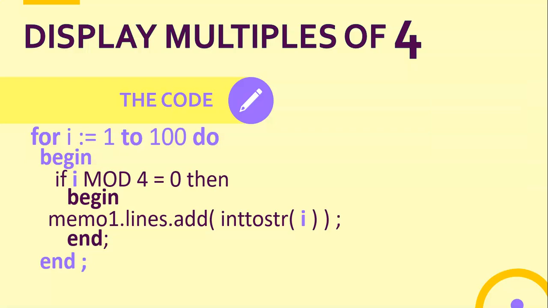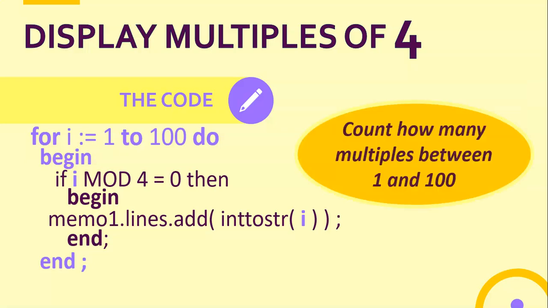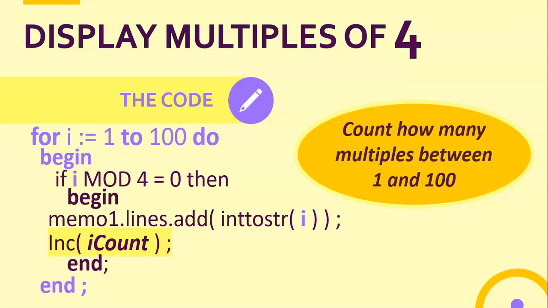Now, what happens if we want to count how many numbers are multiples of 4 between 1 and 100? We want to count how many there are. Well, then not only are we displaying when we find a multiple, but we need to count them. And so I'm going to have a count variable, and I'm going to increase it by 1 every time I find a multiple. That's why I've put it inside the begin and end of the if statement.